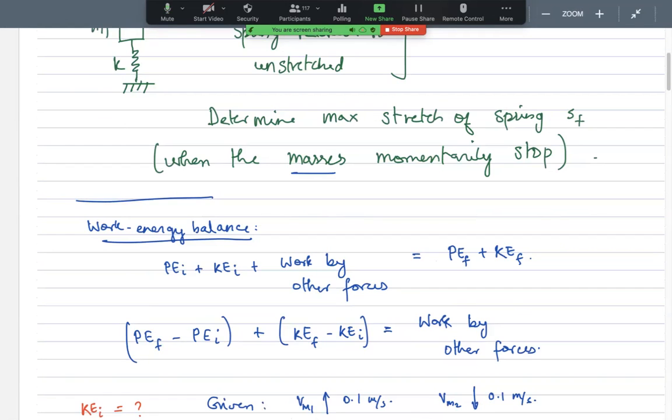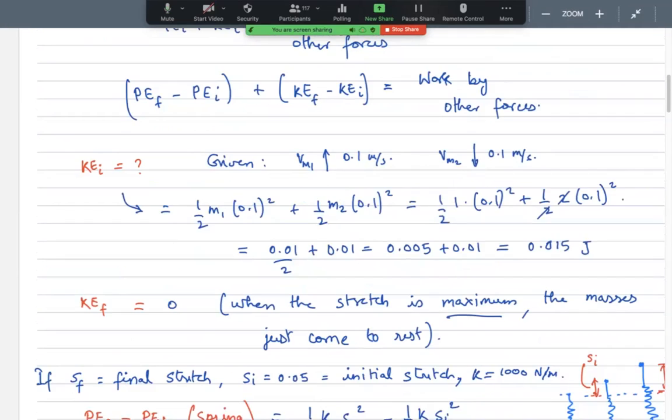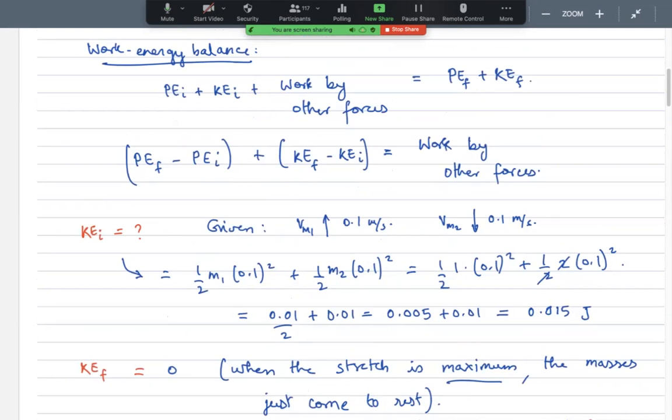Okay, so this is a work energy problem. This is the work energy balance equation, P initial plus K initial plus work done by other forces equals P final plus K final. And I like this version, as I mentioned last time, where we go change in potential energy plus change in kinetic energy equals work done by other forces, where by other we mean things like friction or other external forces that are not gravity or springs, basically non-conservative forces. So we have this equation. We just need to plug in the various terms.